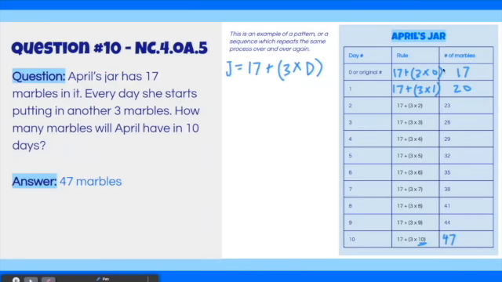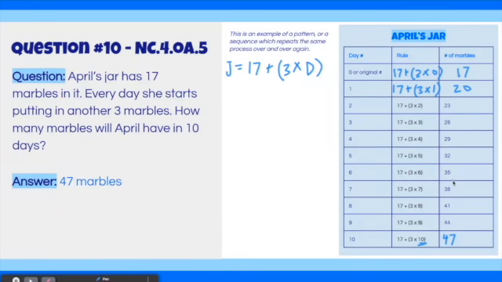Okay, so one thing you may notice is that there is a pattern to the number of marbles. So, for example, 17 plus 3 is 20. So each one is 3 more than the one before. So 23 is 20 plus 3. And going all the way down here, 47 is 44 plus 3, which makes sense because every day April is adding 3 marbles.